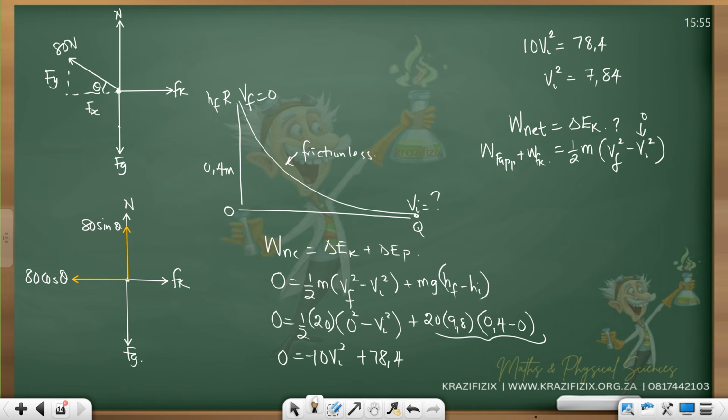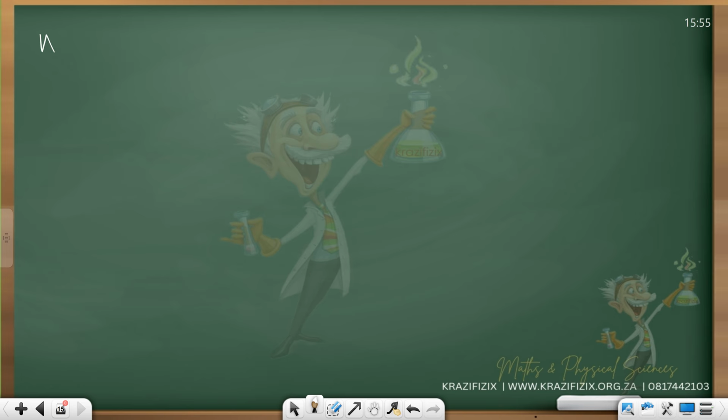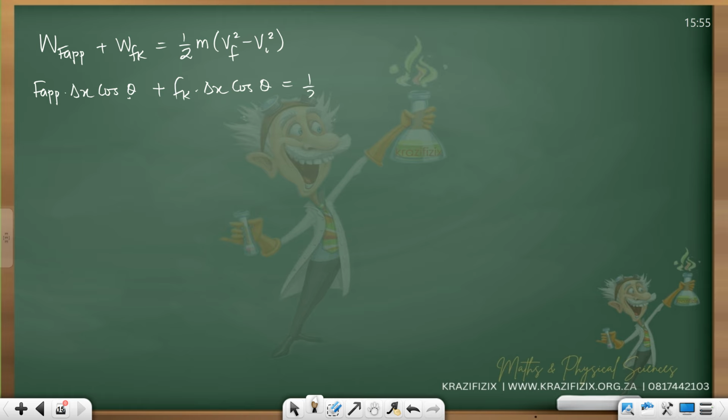Now, what is my work done by applied force? Please be very careful of this theta thing. It's annoying. You need to know which one you're dealing with. So, we said work done by force applied plus work done by friction is half m Vf squared minus Vi squared. This is force applied delta x cos theta. This is not the theta we are looking for. Plus friction delta x, and this is not the theta we are looking for again.